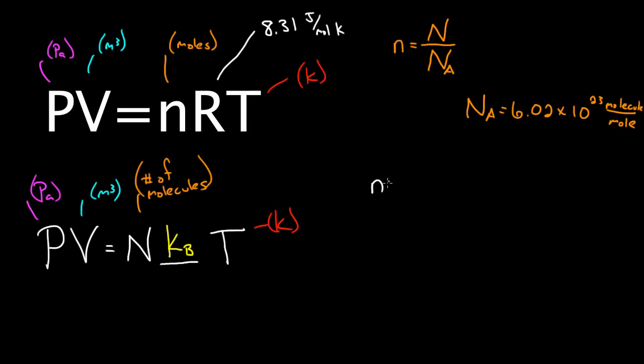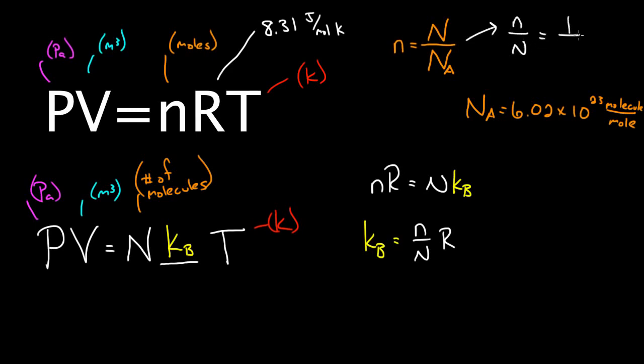We know that little n times R has got to equal big N times Boltzmann's constant. So if we just solve this for Boltzmann's constant, we're going to get little n over big N times R. But what's little n over big N? Just look up here. If I solve this for little n over big N, dividing both sides by big N, I get 1 over Avogadro's number. So I get that 1 over Avogadro's number times the gas constant, this 8.31, is Boltzmann's constant.